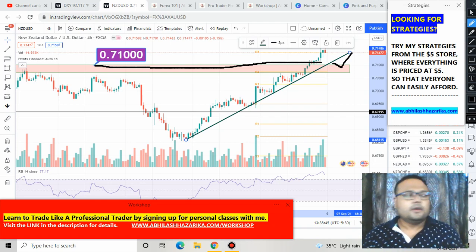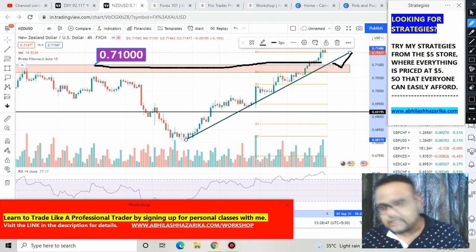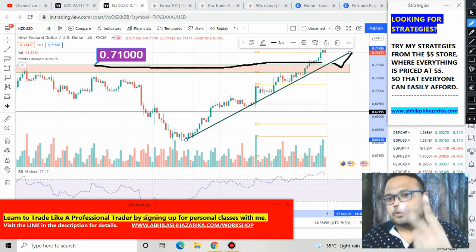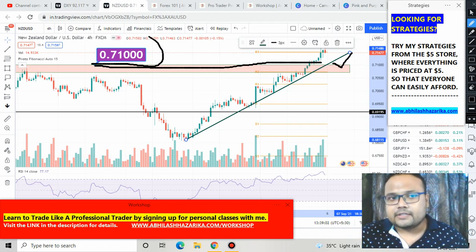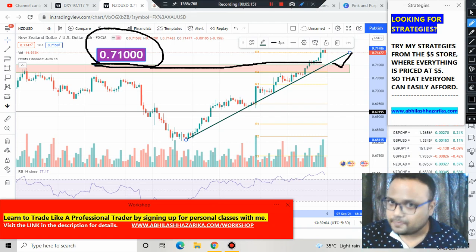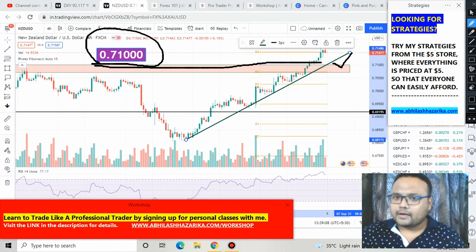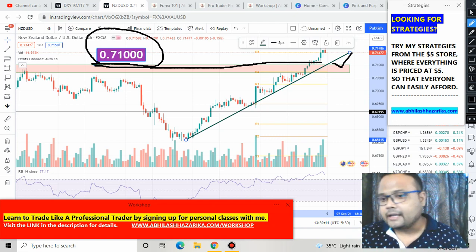Whatever, you just need to follow the trend of the market, and you can only follow the trend of the market if you buy at the support. And right now we have got two supports for the NZD USD chart. The first support is this trend line, and the second support is this level, 0.7100. If the market bounces from the trend line, well and good.